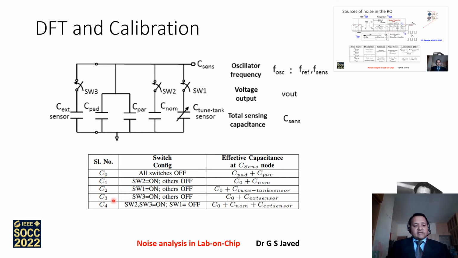In case 3, in which you have the C3 capacitance where the S3 switch is turned on and all the other switches are turned off, you have the external sensor from the outside world being introduced into the system, which carries various other impacts, including the ESD and the trace capacitance mentioned. The fourth value of capacitance is present when switch 2 and 3 are turned on and switch 1 is turned off, where you have C0 plus C nominal plus C external sensor present for all of these.